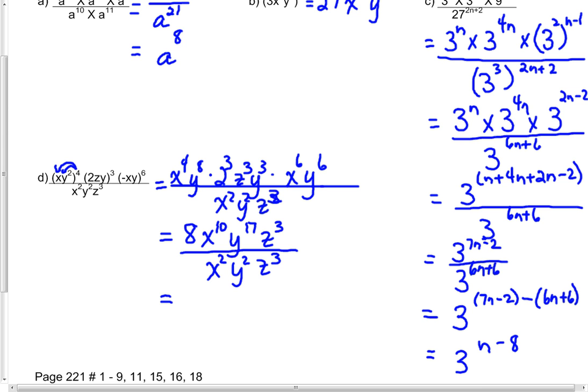Last but not least, I have division. So I've got numbers, x's, y's, and z's, and I can apply my rules of exponents. I have the number 8. X to the 10 divided by x squared is x to the power of 8. Y to the power of 17 divided by y squared is y to the 15th. And lastly, my z cubed divided by z cubed is a 1. I don't even have to write it down. Final answer, 8x to the 8th, y to the 15th. You've got lots and lots to practice, and we'll do a few tomorrow.